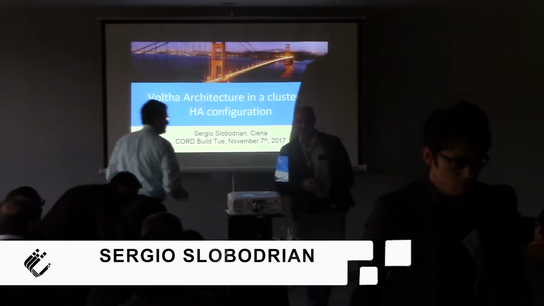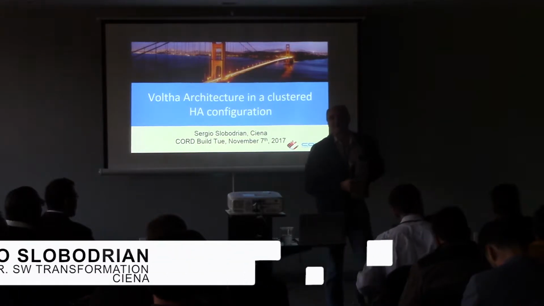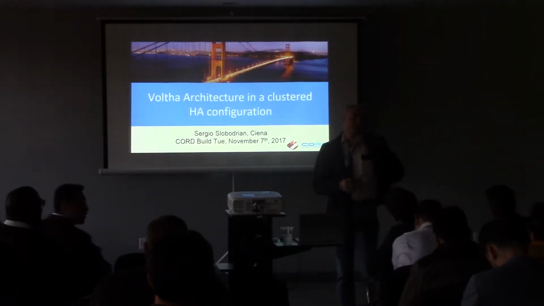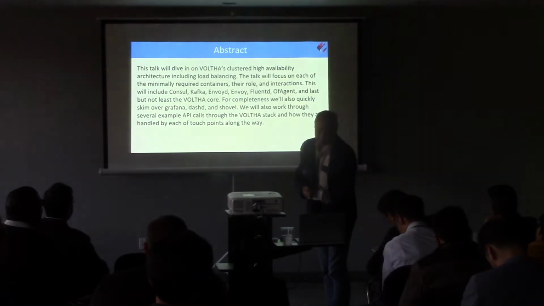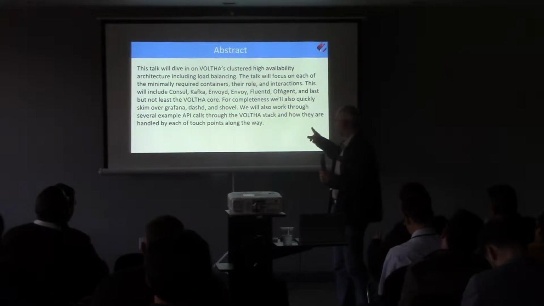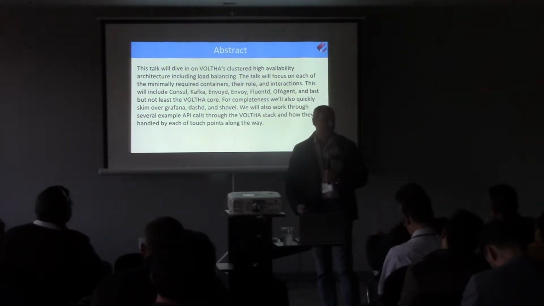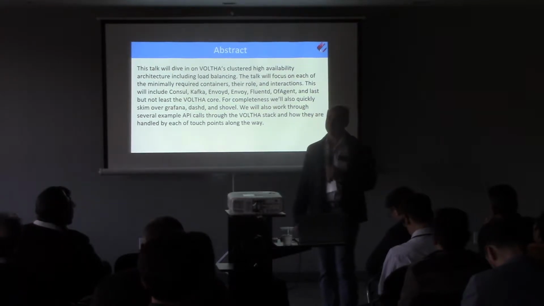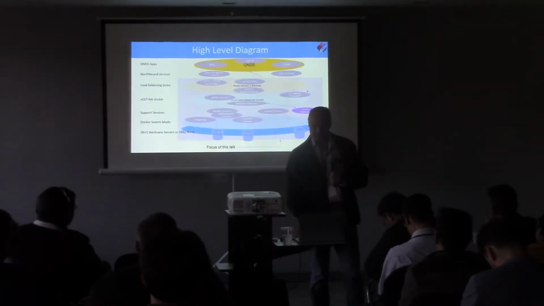So I'm here to talk about the Volta architecture in a clustered HA configuration, as opposed to Volta being run as a single instance by itself. The abstract you've already seen, so I'm not going to dwell on it, though we won't work through several example API calls because the presentation's already too long without them. So I'll talk a little bit about them, but we're not going to go through them in any kind of detail. Otherwise, we're going to time out.